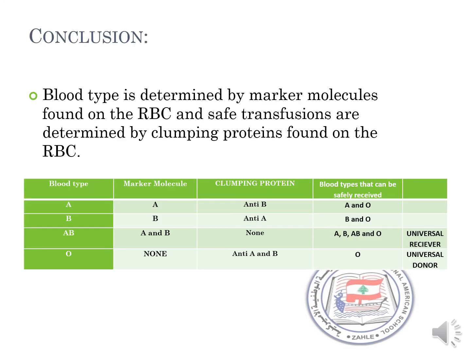As a conclusion, blood type is determined by marker molecules found on the red blood cells, and safe transfusions are determined by clumping proteins also found on the red blood cells. This table shows each blood type, the marker molecule it contains on the red blood cells, the clumping protein it contains, and the blood that it can safely receive.